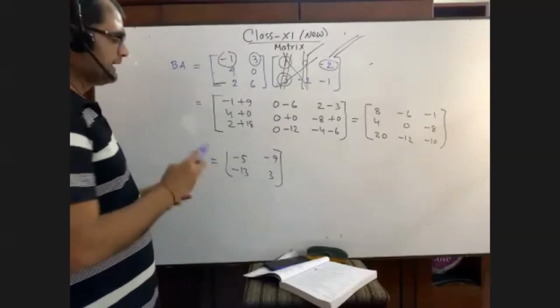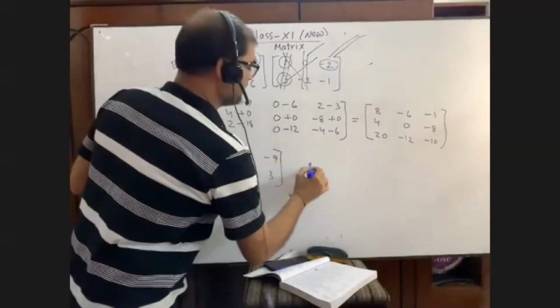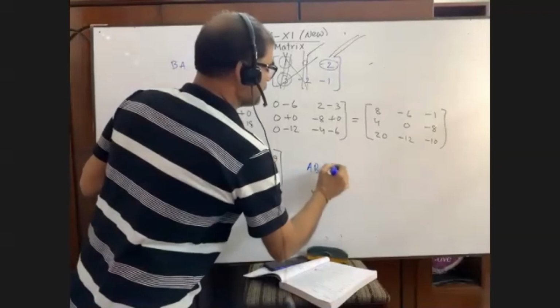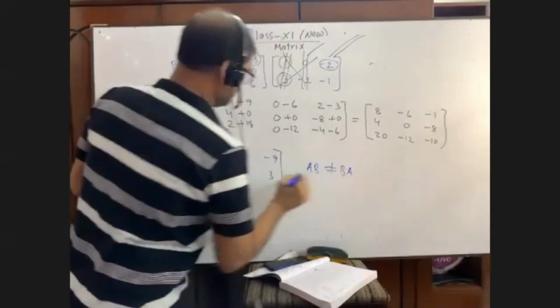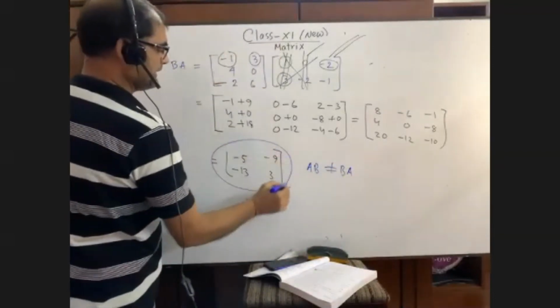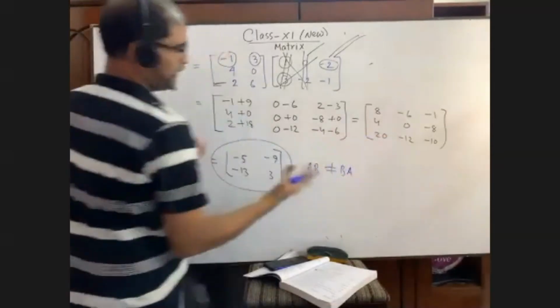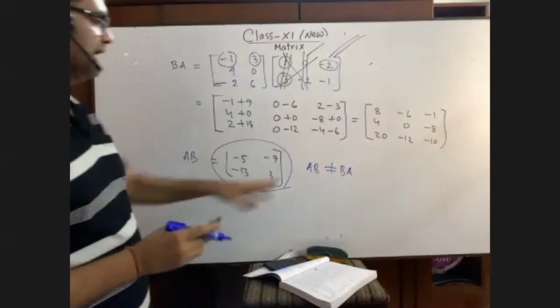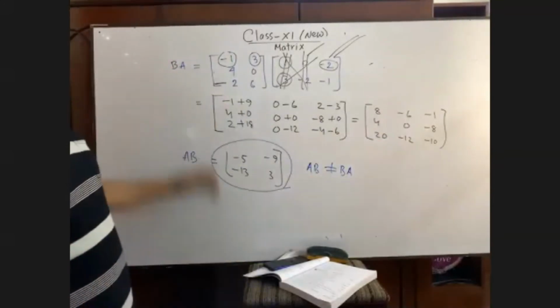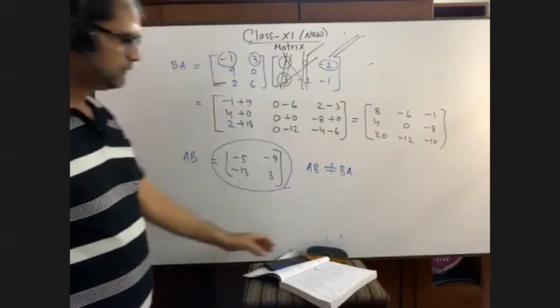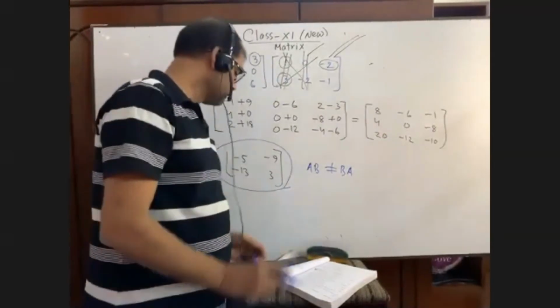I don't know. In the question, it was told to prove that AB is not equal to BA. Have you seen? I have not deleted this part. It was AB, and it is now BA. Now, can we conclude that yes, AB and BA are not equal? Yes, sir. So it is proved. Write down.